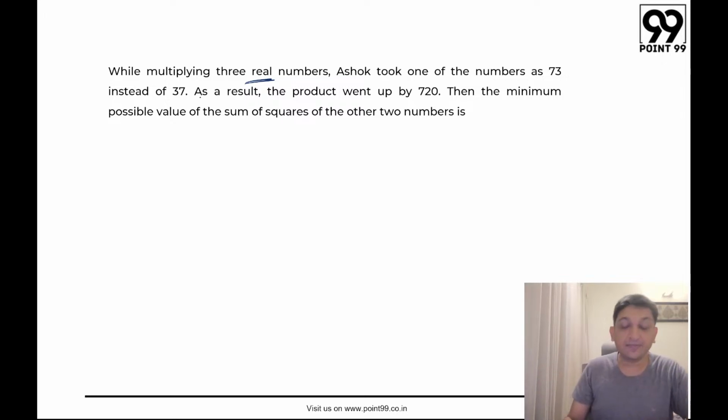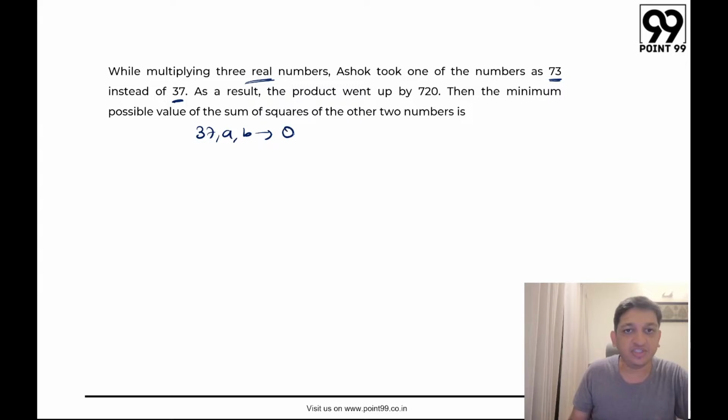Alright, let's look at this one. Now we are multiplying three real numbers, or Ashok is multiplying three real numbers. Ashok took one of the numbers as 73 instead of 37. So because you overestimated the third number, the product went up by 720. So let's say the three numbers are 37, A and B. These are the original numbers.